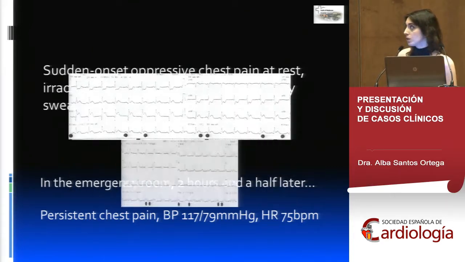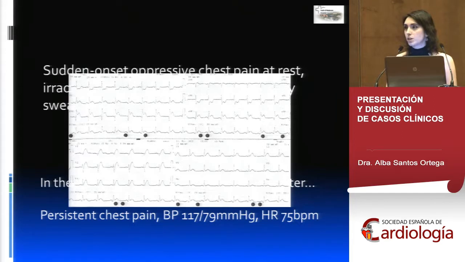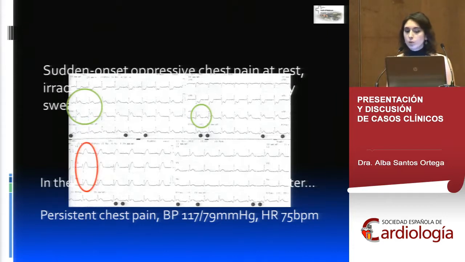The admission electrocardiogram, as we can see on the slide, shows an ST segment elevation on the inferior leads 2, 3, and AVF, as well as an ST segment elevation on the anterior leads from V1 to V4.